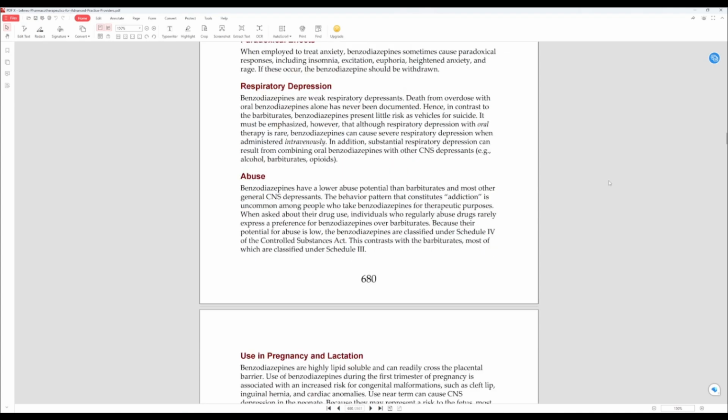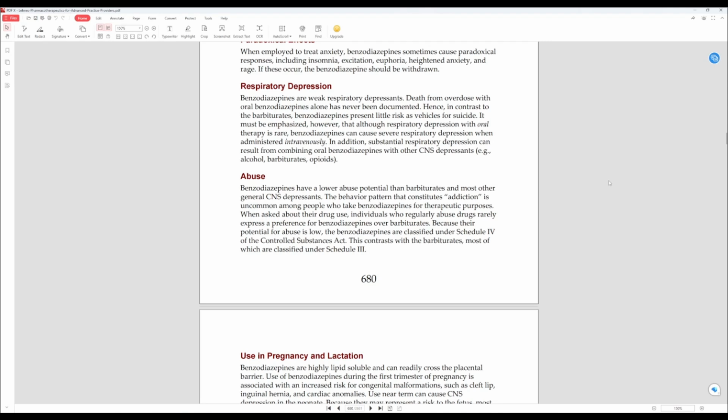Respiratory depression. Benzodiazepines are weak respiratory depressants. Death from an overdose with oral benzodiazepines alone has not ever been documented. Therefore, in contrast to the barbiturates, benzodiazepines present very little risk as vehicles for suicide.